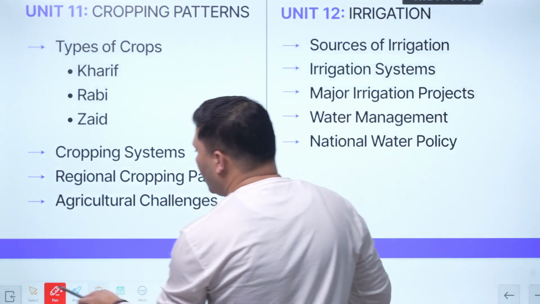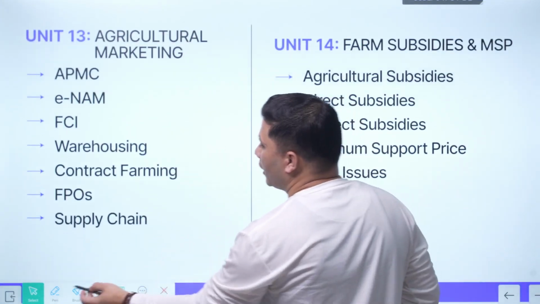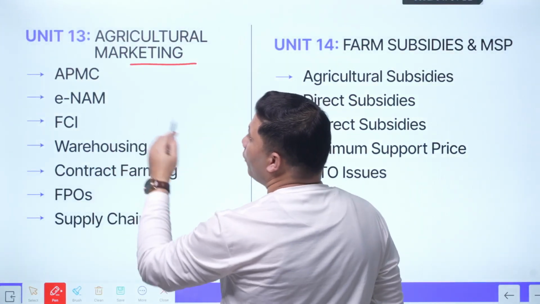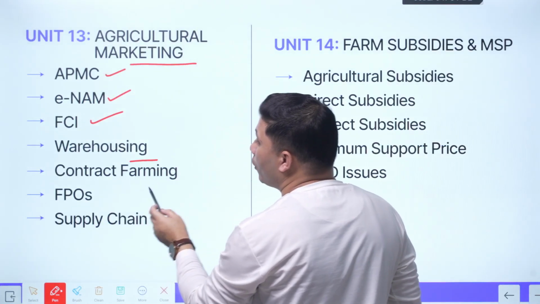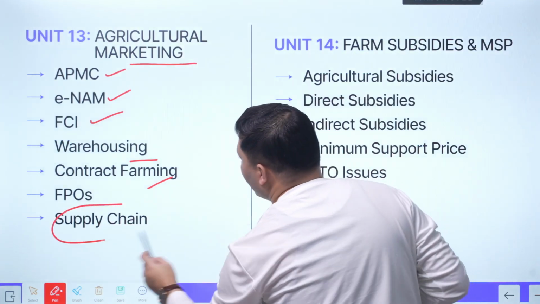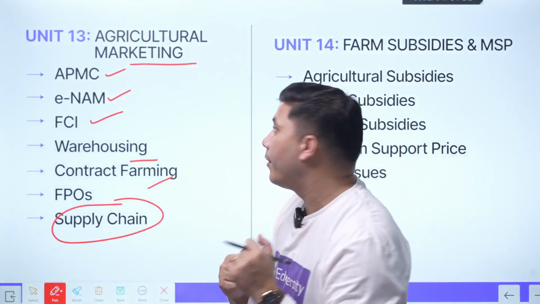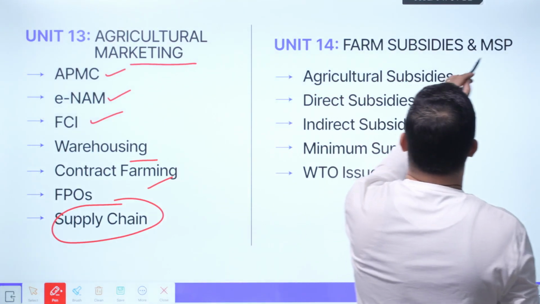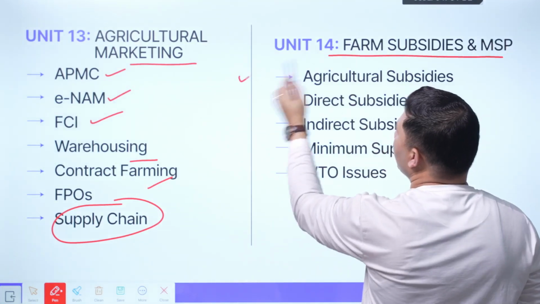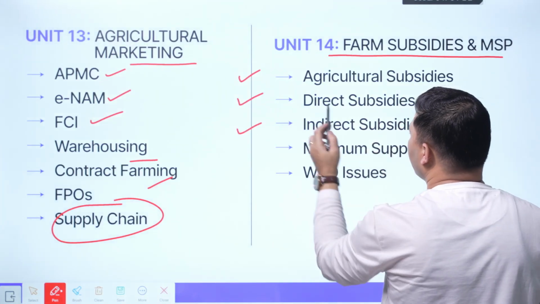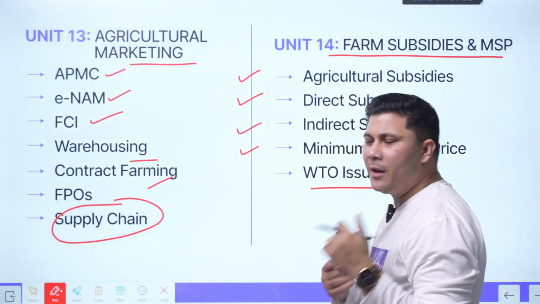Then there is more to study in the agriculture sector. We have to study agricultural marketing: APMC, Food Corporation of India, warehousing, contract farming. The supply chain is very, very important in agricultural marketing; it is the main backbone. Then in Unit 14 we have to study farm subsidies and MSP, minimum support price, agriculture subsidy, direct subsidy, indirect subsidy, and the WTO issue, very, very important.